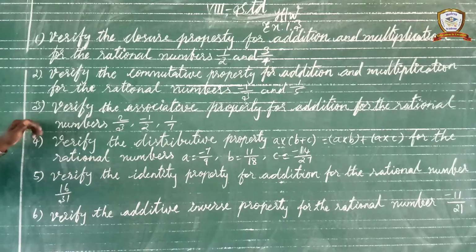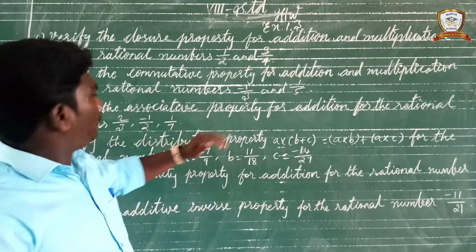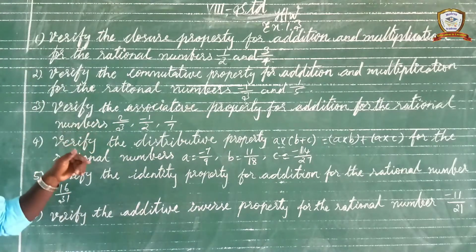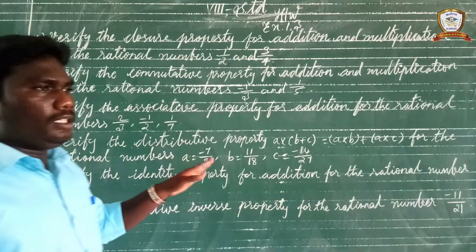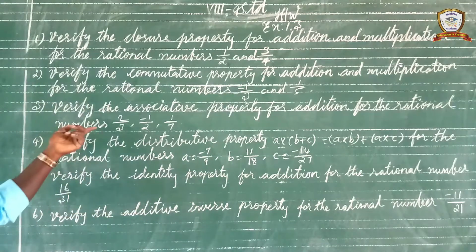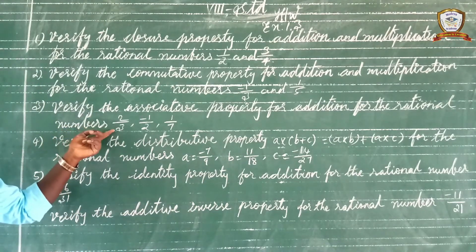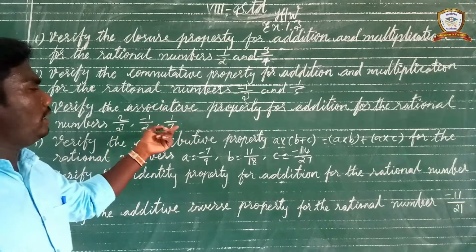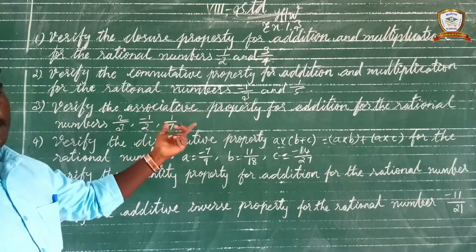The next, the third one, verify the associative property for addition for the rational numbers. What's the associative property? A plus of B plus C is equal to A plus B plus C. Okay. After substituting these values, A is 1 by 2 by 3, B is minus 1 by 2, C is 1 by 7. After that, the left hand side and right hand side, you can prove.